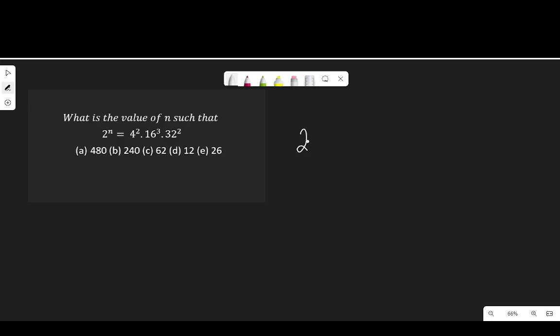If I have 2 to the power of n equal to 4 to the power of 2 multiplied by 16 to the power of 3 multiplied by 32 to the power of 2. Now let's express each term on the right hand side in their index form, and that will give us 2 to the power of n on the left hand side equal to 4, which is the same thing as 2 to the power of 2. Then to the power of the 2 that is there already, then multiply by 16, which is 2 to the power of 3.